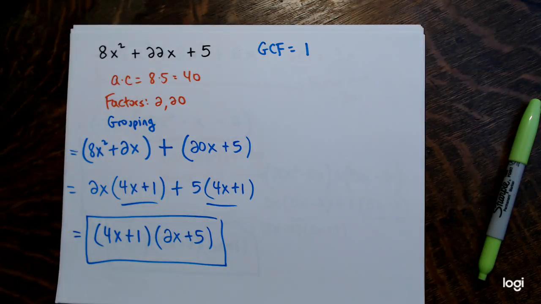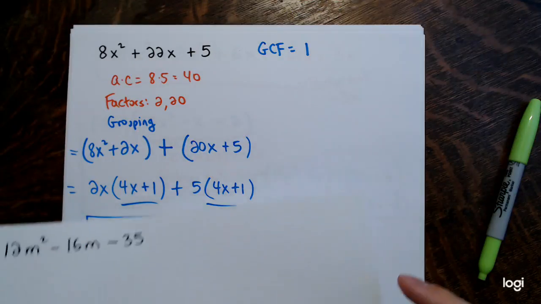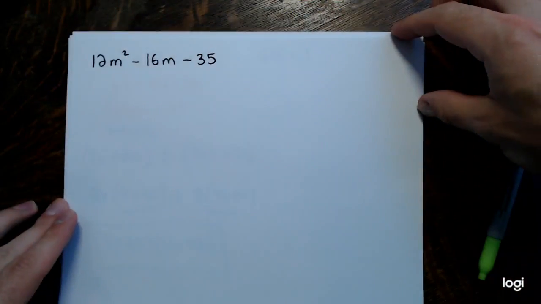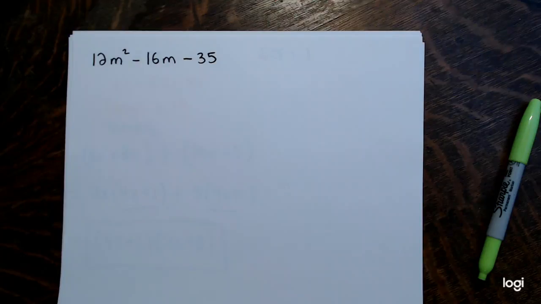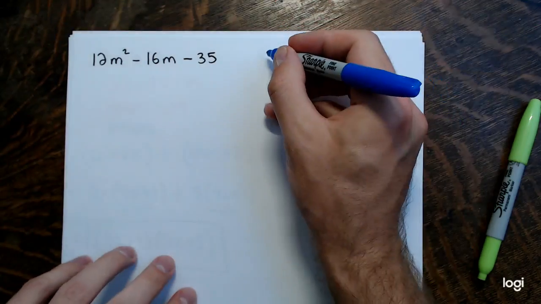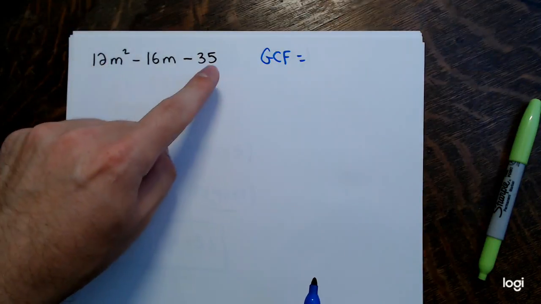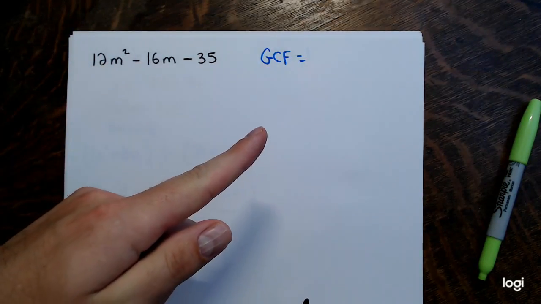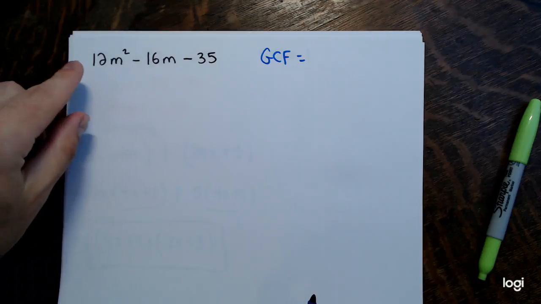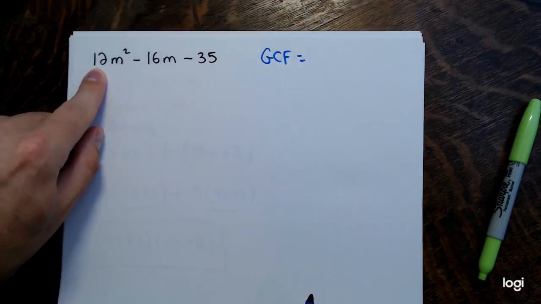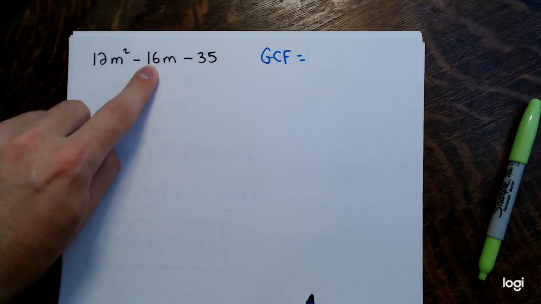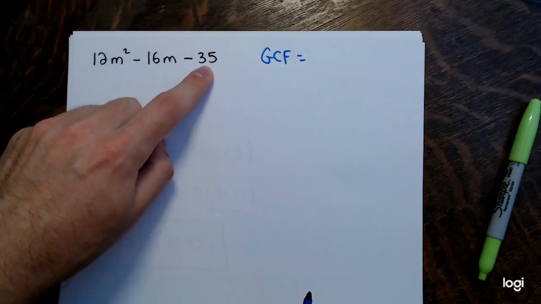Okay, here's yet another example of a polynomial with 3 terms. Alright, so I look at all 3 terms. What's the greatest common factor? Well, they don't all have the same variables, so there's no variables in the greatest common factor. 12 is 2 times 2 times 3. This is 2 times 2 times 2 times 2. And this is 5 times 7, or negative 5 times 7.